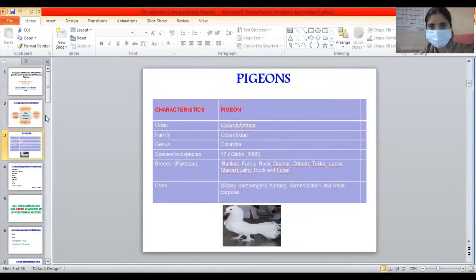Now, this slide shows a little bit of introduction about the pigeon, and this is the taxonomical information regarding the pigeons. Pigeons belong to order Columbiformes, the family is Columbidae, and the genus is Columba. So far, there are 12 species in Pakistan that have been characterized phenotypically by the bird breeders.